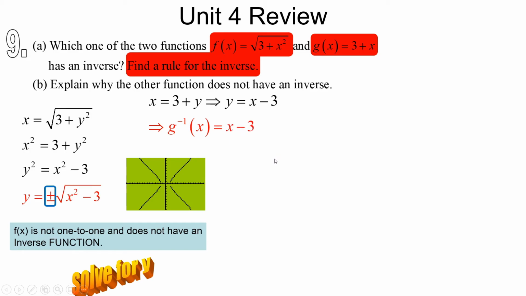And there's my rule. Okay, so now let's check this on our calculator. If I graph this function and this function, they should just be reflections of one another over the line y equals x. And look at that. Here's my line y equals x. Here's my original function, g of x equals 3 plus x. And here is my inverse, g inverse of x equals x minus 3. They are reflections of each other over that line y equals x.